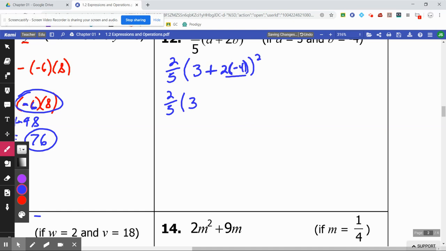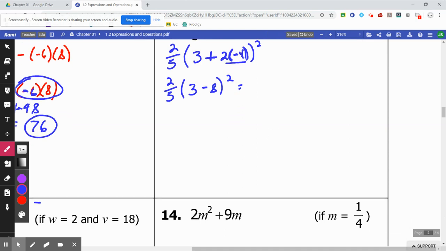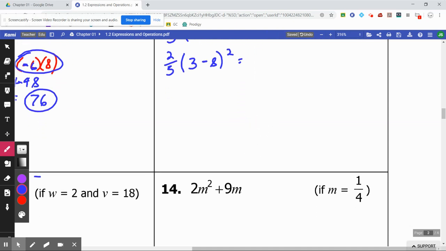You have a positive 2 times a -4. Now this is where it goes back to what I said a while ago. A positive times a negative is a negative, so why not just change that to a minus sign? And 2 times 4 is 8. Just makes it look so much better instead of leaving that positive or plus sign there. So now you have 2/5, parentheses, 3 minus 8 is a -5 to the second. That'd be 2/5 times -5 to the second. Since this whole thing is in parentheses squared, that'd be a positive 25 because it's a negative times a negative.